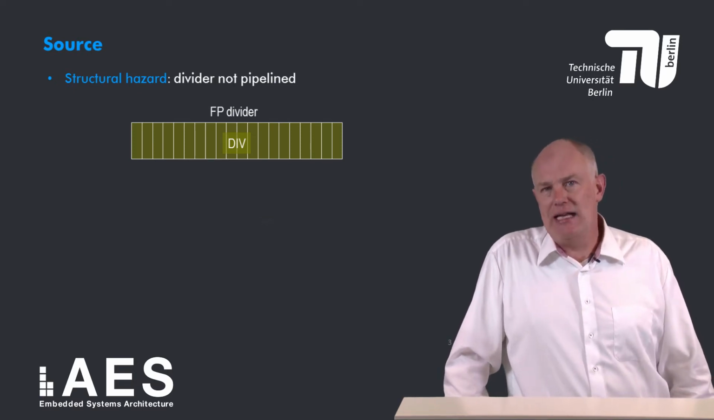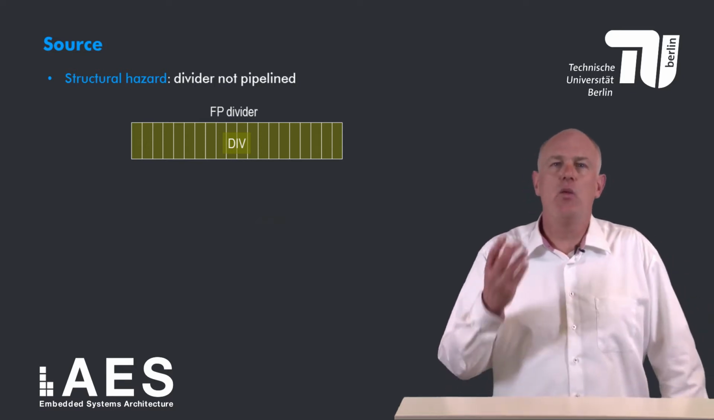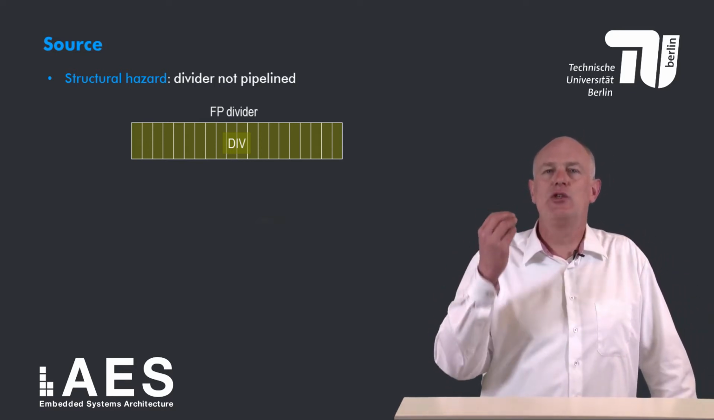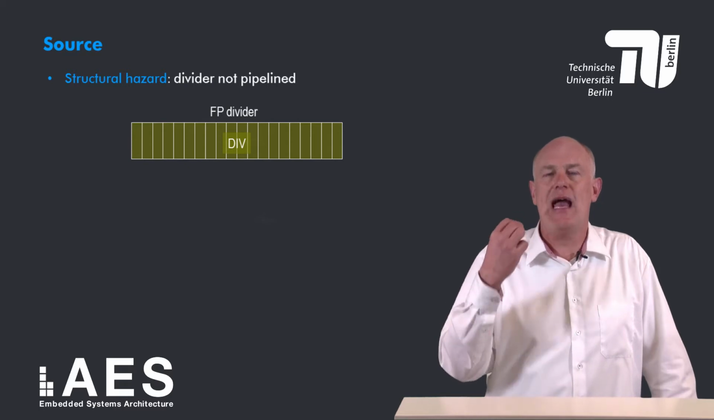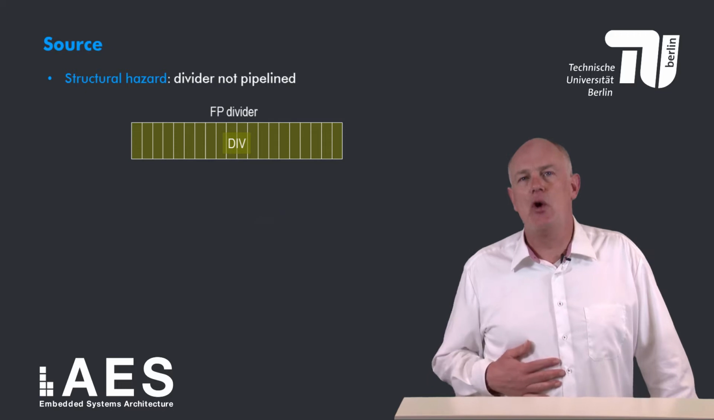First, structural hazards. As I said before, because the divider is not pipelined, there will be a structural hazard when two divide operations need to be executed shortly after each other. What can we do to solve these hazards?